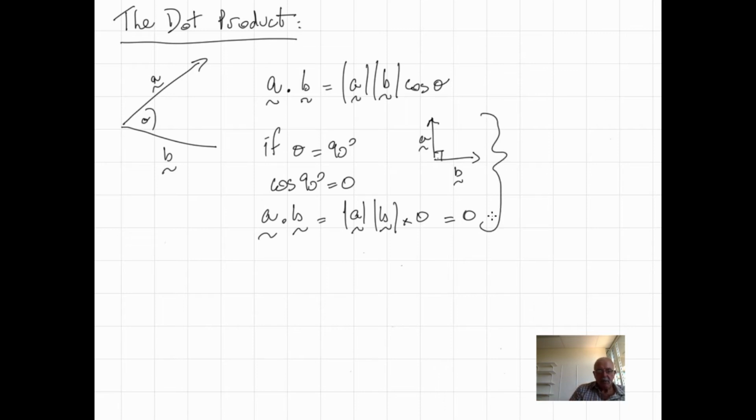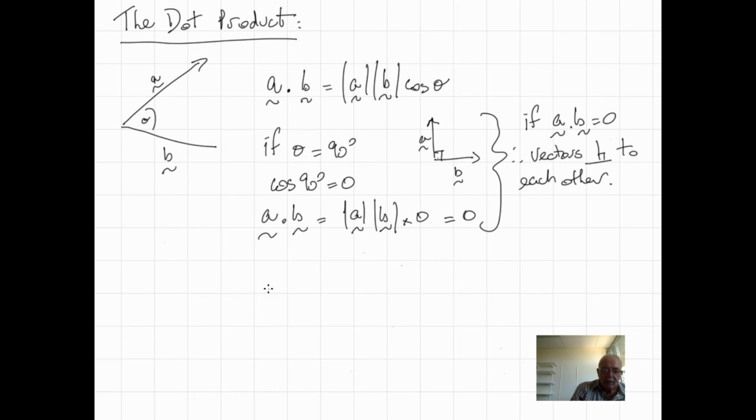So this is helpful to be able to determine whether vectors are at right angles to each other. So if A dot B equals 0, therefore the vectors are perpendicular. We'll use a perpendicular symbol to each other. And the converse of that holds true too, that if the angle is equal to 90 degrees, then the dot product will be equal to 0. So that's one special case.